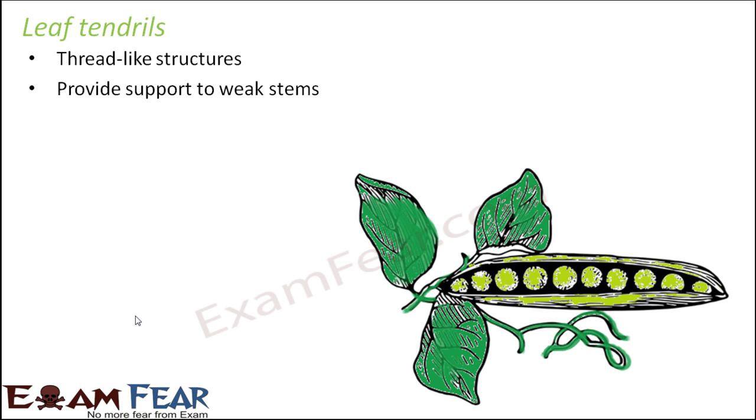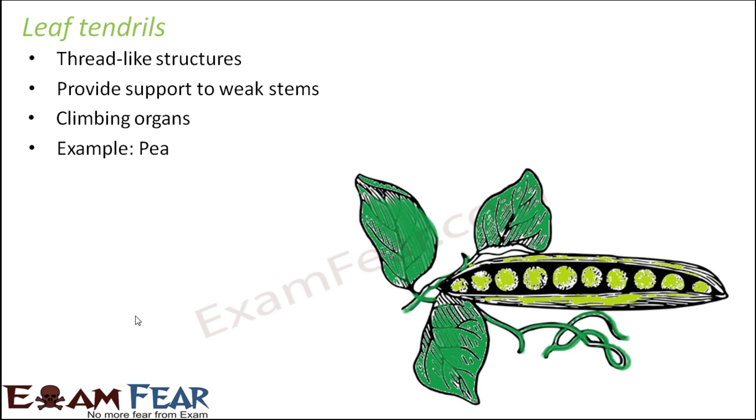They provide support to weak stems. Since the tendril gets coiled over some object, it provides mechanical support to the plant. So even if the stems are weak, additional support is provided with the help of the leaf tendrils. They act as climbing organs. An example would be the pea plant.